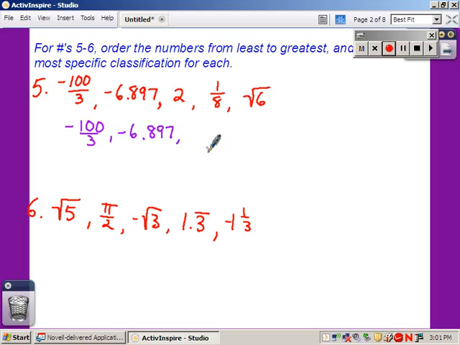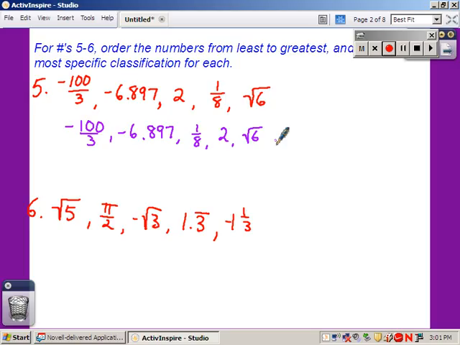And now it's up to these three numbers over here. Well, I'm looking at it, I know 2 is bigger than 1/8. And when I look at square root of 6, again, I don't know exactly what the square root of 6 is, but I know square root of 4 is 2, so square root of 6 must be bigger than 2. So if 1/8 is less than 2, it goes first, then the 2, and then square root of 6, which, as we just said, is obviously bigger than 2. So they're in order now.